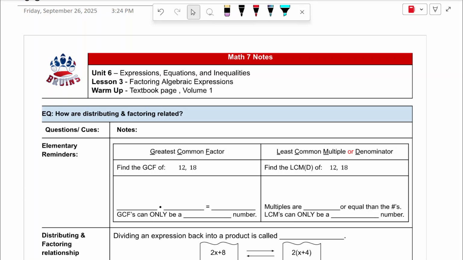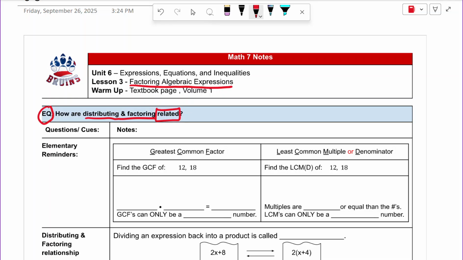Unit 6, Lesson 3, we are learning about factoring algebraic expressions. The essential question for today's lesson is, how are distributing and factoring related? So we need to know what that means. All right, so let's go ahead and start.